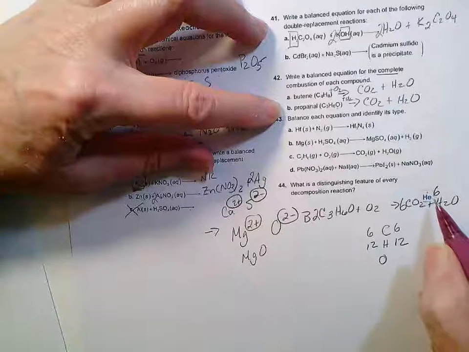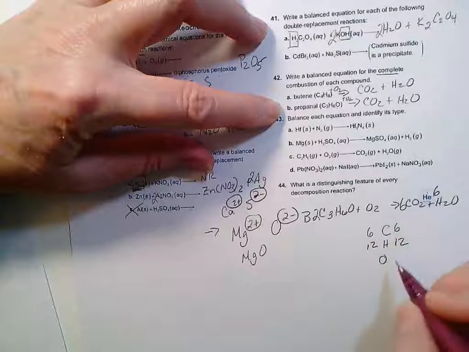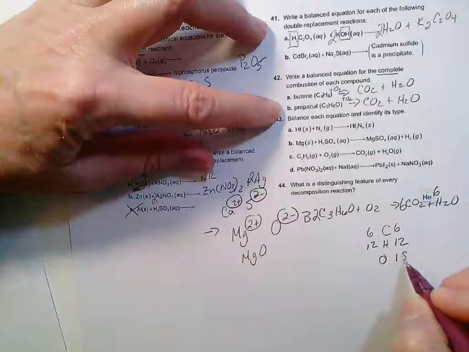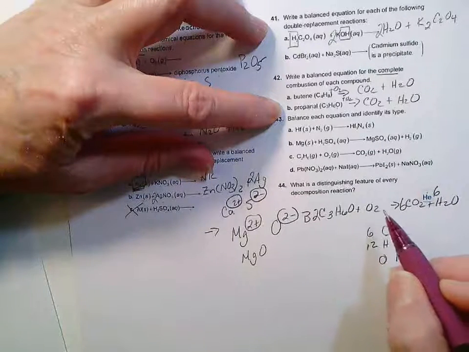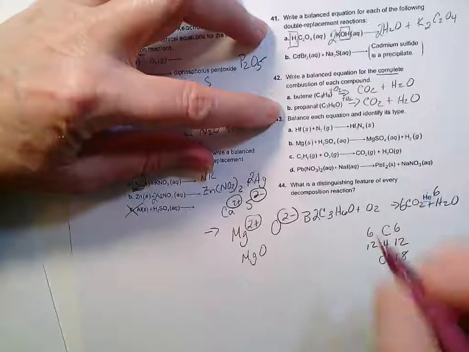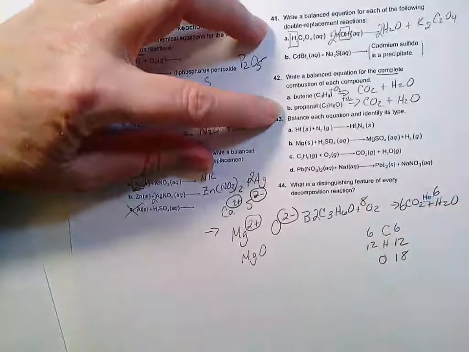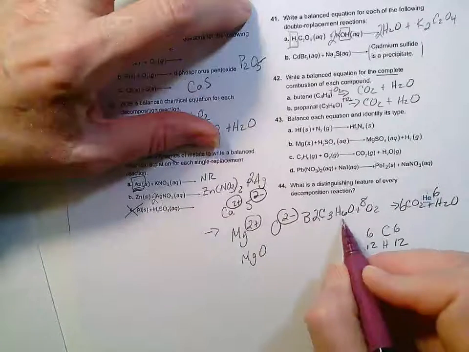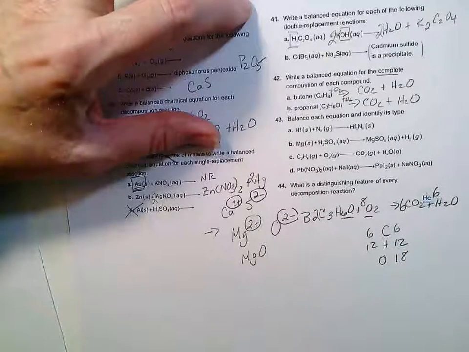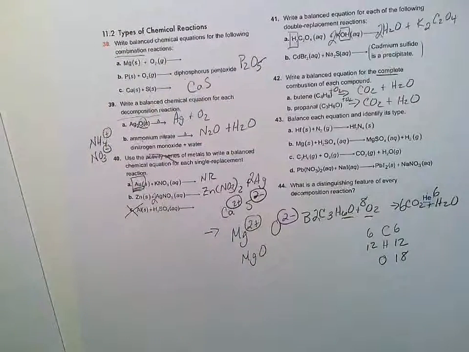And now for oxygens, I have 6 here plus 12 here is going to equal 18. So I have 2 here. So I need 16 here, so this would be 8. So it's a little bit more difficult. You just have to remember on this side you're going to have oxygen in 2 locations. So hopefully this is helpful for you.